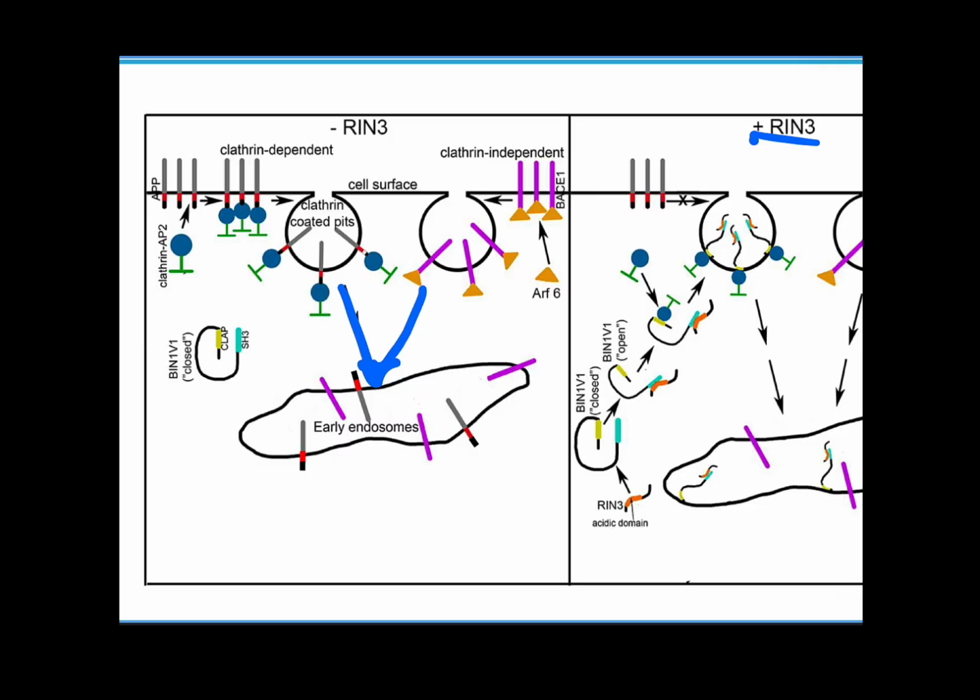So when these endosomes form, what will you see together? V1 and BACE1. No APP, no cleavage, no soluble APP beta, no A beta 40 or 42. That makes sense? Yeah? So that's the model.